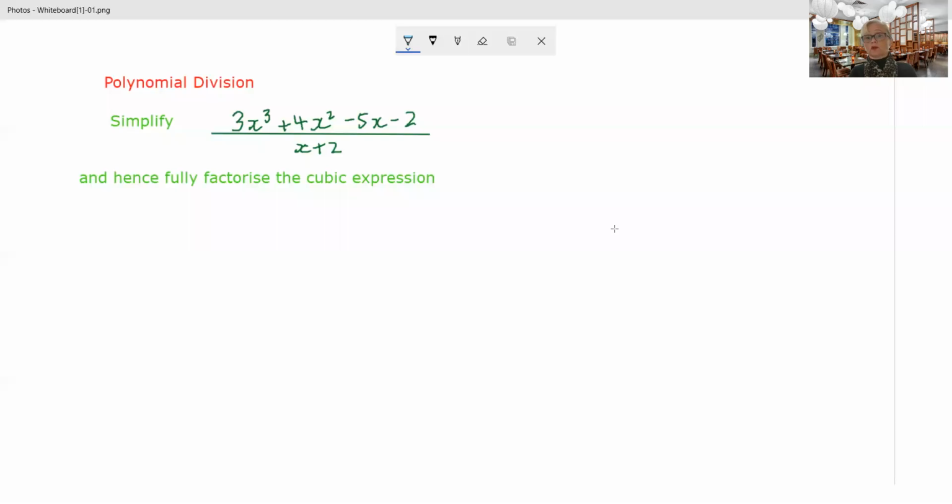All right, so what we're going to do is set it up like a long division situation. So we have our 3x cubed plus 4x squared minus 5x minus 2, all divided by our x plus 2. Now, the important thing here is that we have this listed in terms of decreasing powers, so our x cubed, then our x squared, then our x, then our constant.